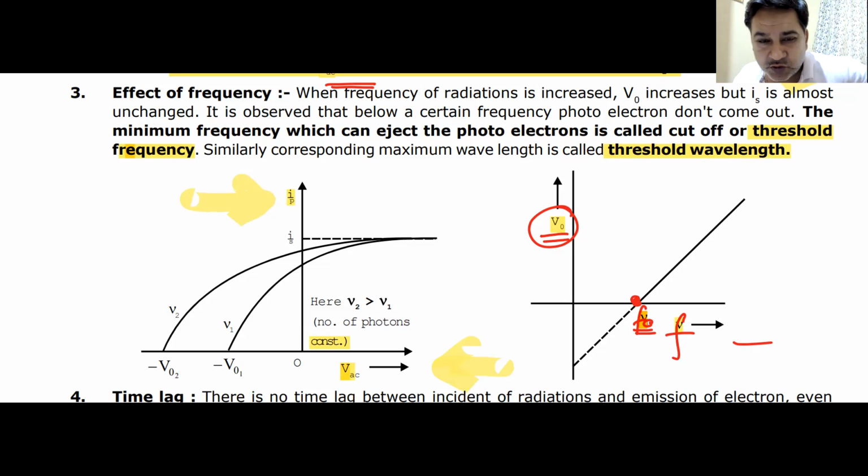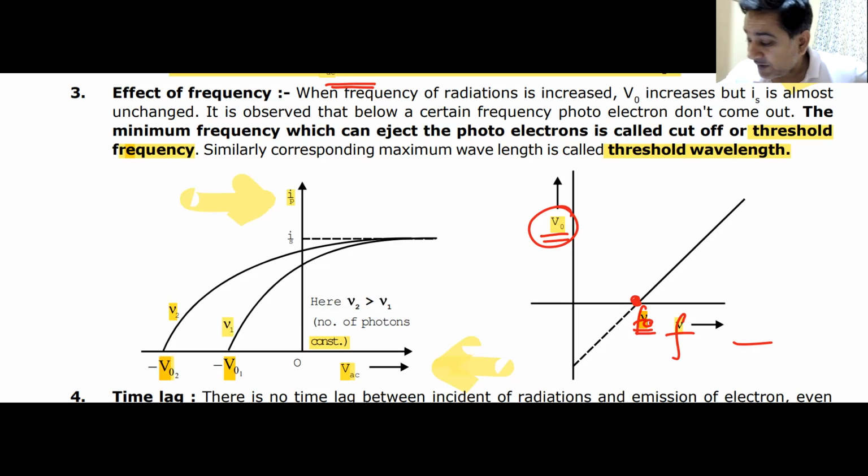Here I have changed frequency. At frequency F1, this is the diagram. At frequency F2, this is the diagram. If F1 is less, energy of electrons is less, and therefore the stopping potential is less. Do we understand this? Yes, sir. If frequency is more, energy is more, stopping potential is more. Do we understand this? Yes, sir.